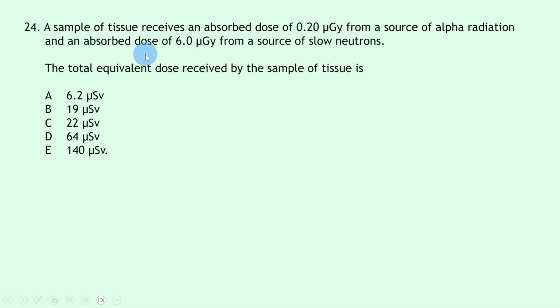Question 24 says a sample of tissue receives an absorbed dose of 0.20 micrograys from a source of alpha radiation and an absorbed dose of 6.0 micrograys from a source of slow neutrons. The total equivalent dose received by the sample of tissue is.